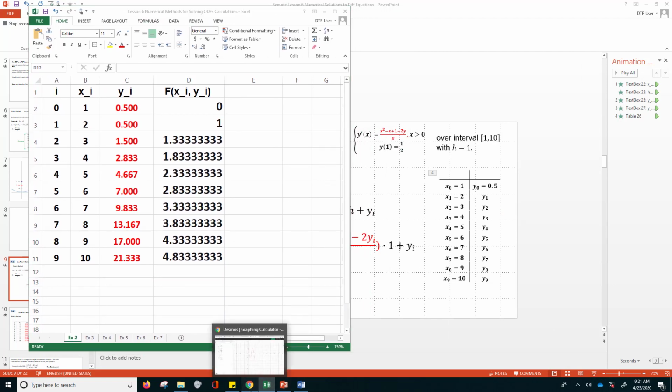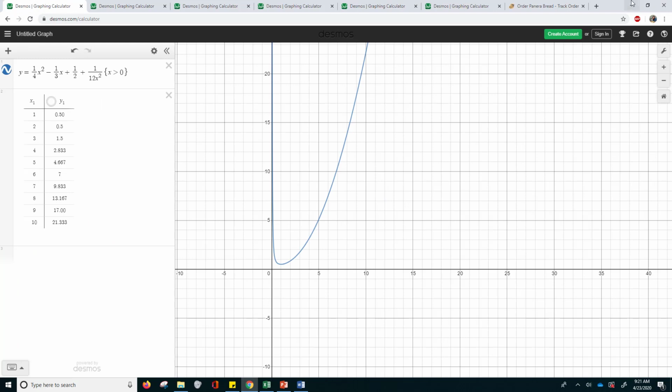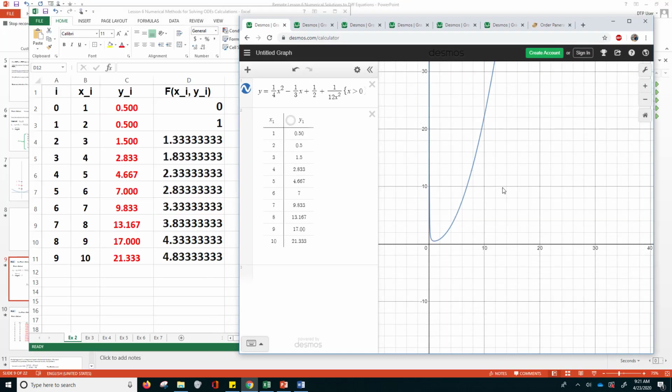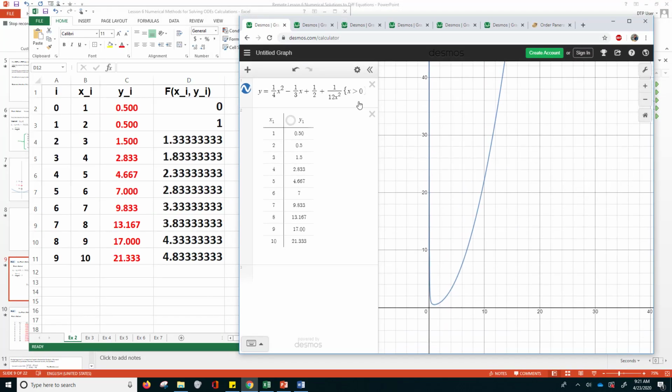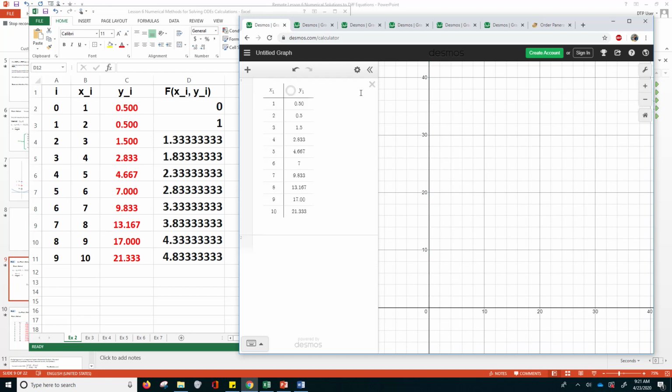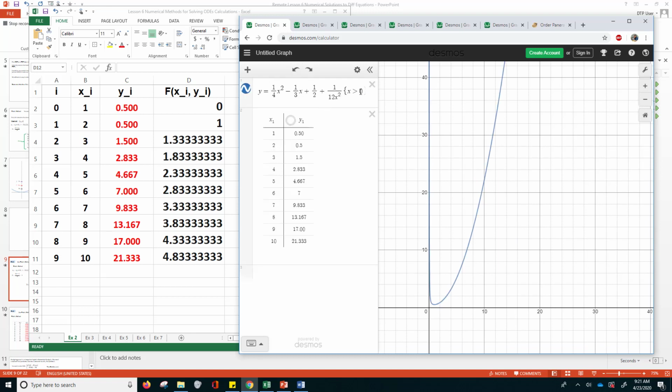And what I'm going to do is go to Desmos. Okay, so here's my original function, and you know what? Let's do it between 0, what did we say, greater than 0, and then we said it's 10, right? Okay, just greater than 0.